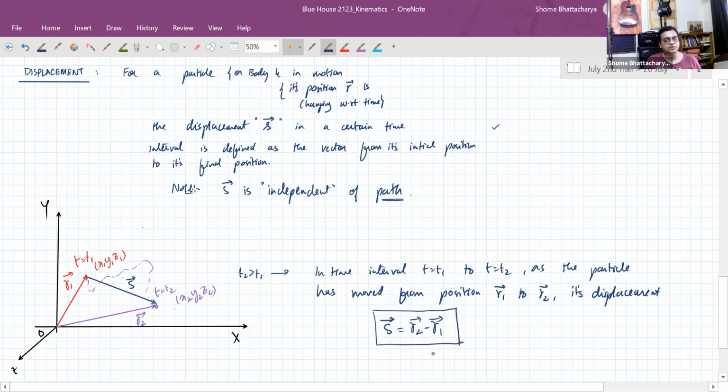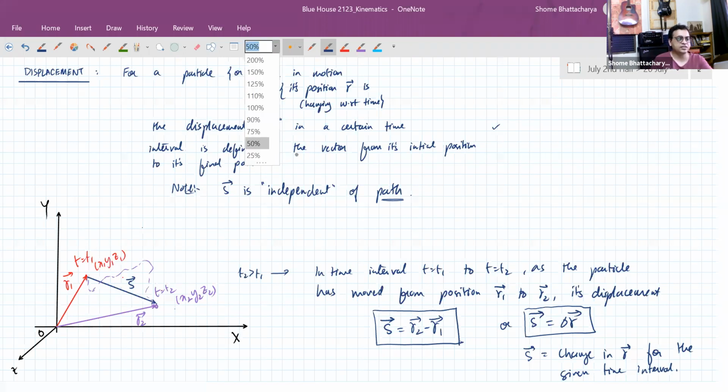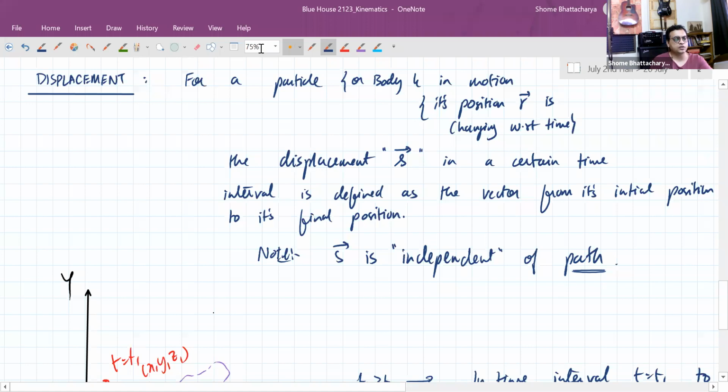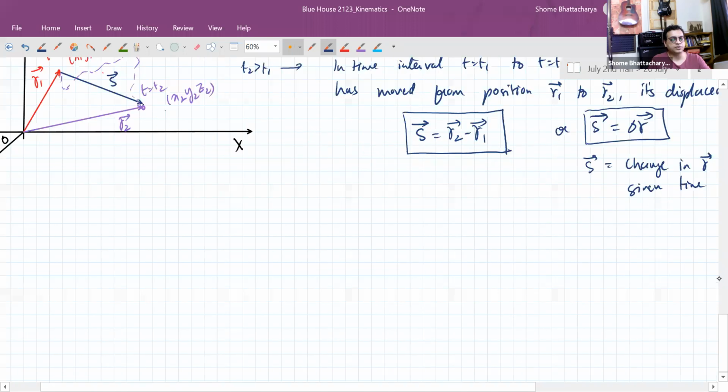It has become very simple. This whole statement is captured by this simple formula: the displacement is delta r, the change in position. So the displacement vector is equal to the change in the position vector for the given time interval. This now becomes our proper technical definition of displacement, that it is the change in position vector, delta r. I'll take you through this step by step once more.